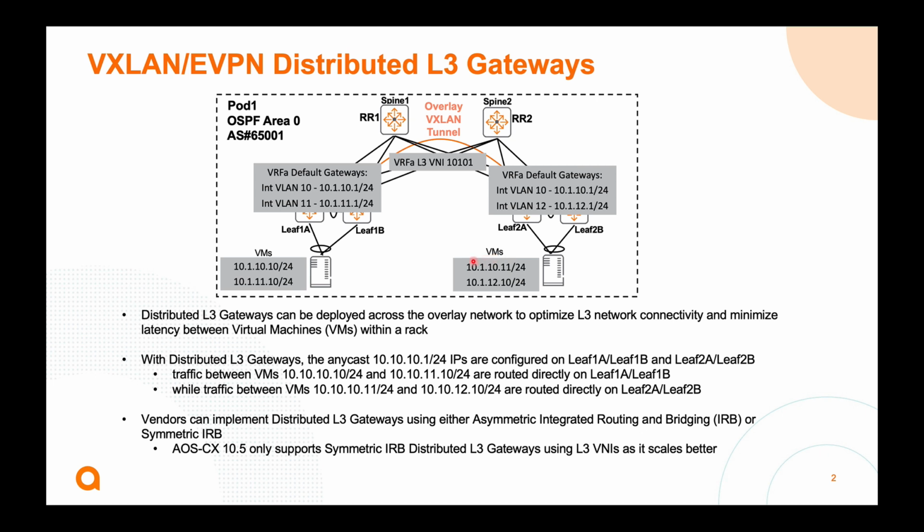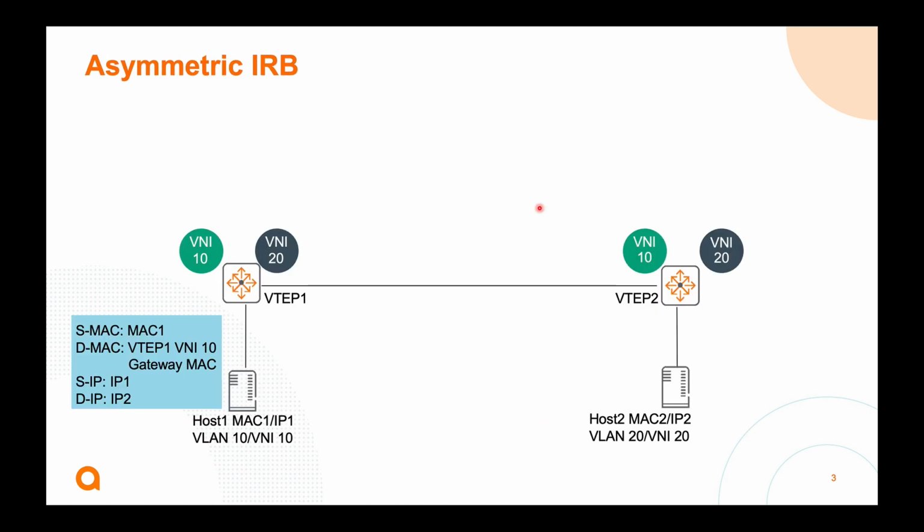So vendors can implement this distributed layer 3 gateway using either Asymmetric IRB or Symmetric IRB. Take note, AOS-CX 10.5 only supports Symmetric IRB distributed layer 3 gateways using layer 3 VNIs, as it really scales better. Before we explain Symmetric IRB, let's start by explaining Asymmetric IRB and why it is less scalable.